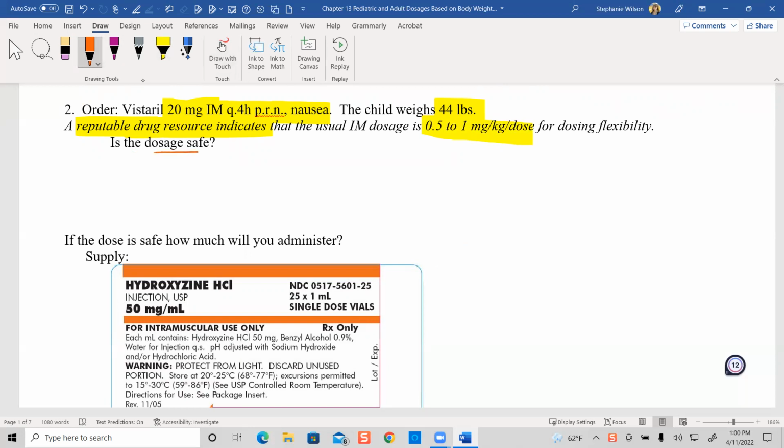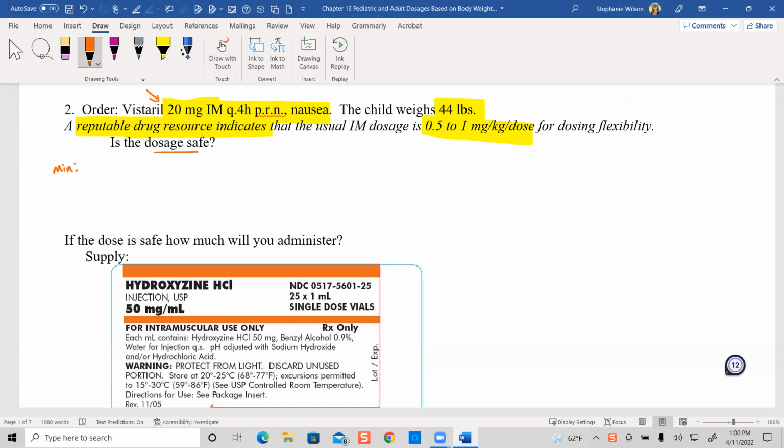Well, it's good to calculate both the minimum and maximum because they can order less. So if we calculate the minimum and the order is less than the minimum, it's not going to hurt them, but it probably won't affect them any either. So this is good to know because you need to go check back with whoever prescribed the order for verification, because you don't want to give them medicine and it's not doing them any good, right? So this would be good to check.